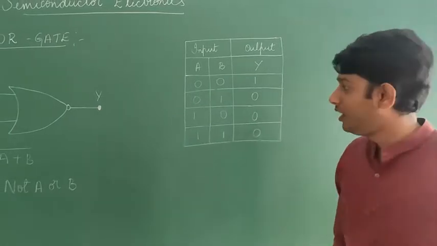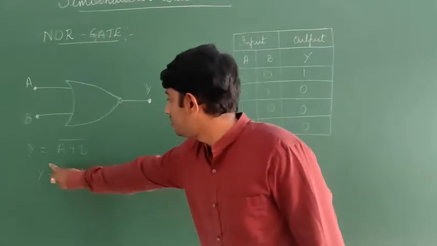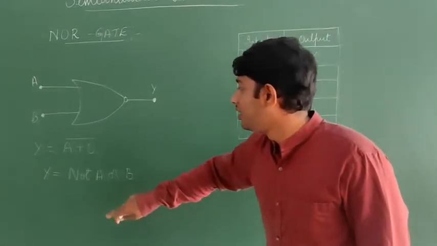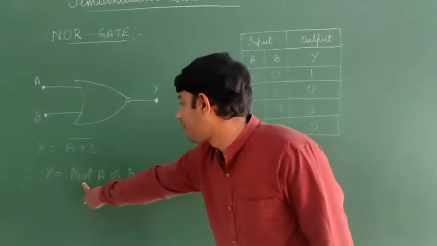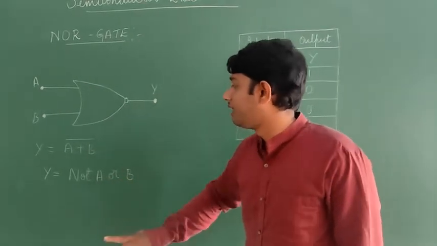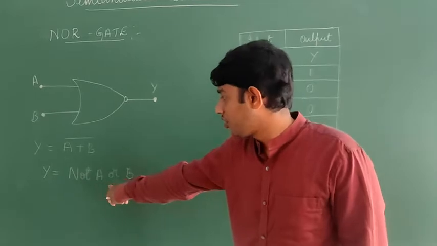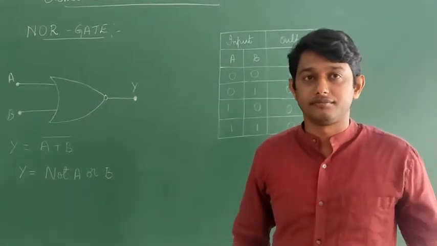So the Boolean equation for this NOR gate is y is equal to a plus b bar, which is read as y is equal to not a or b.